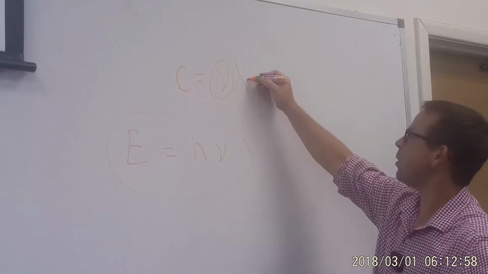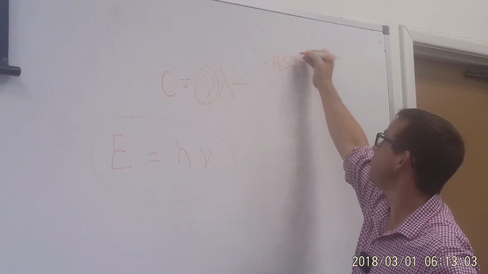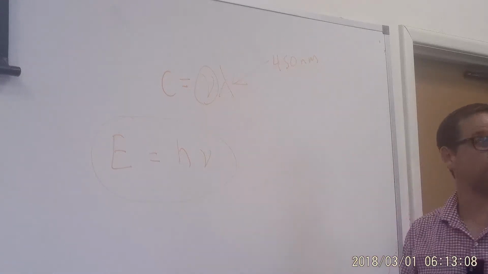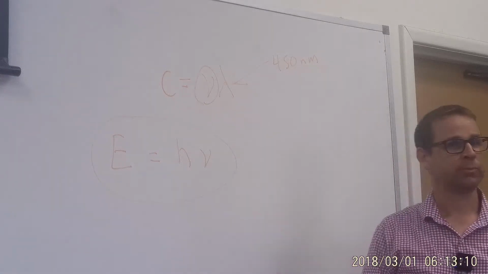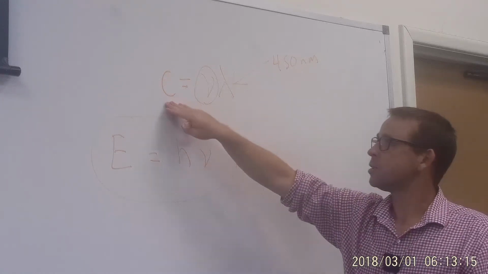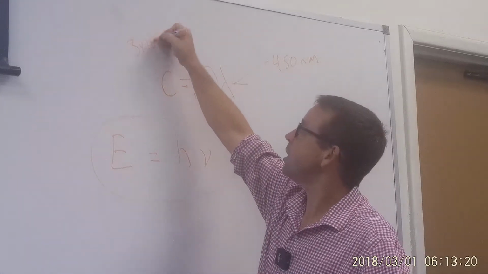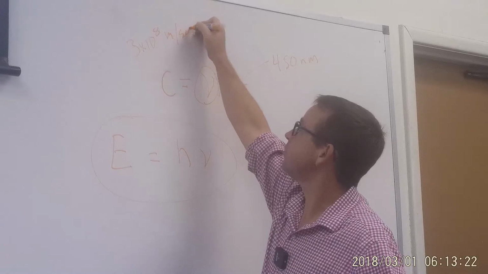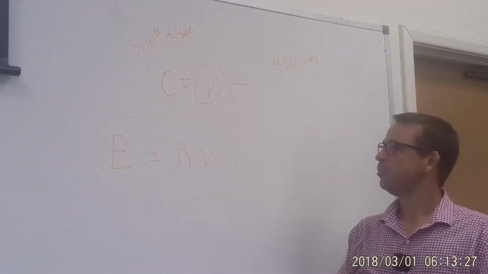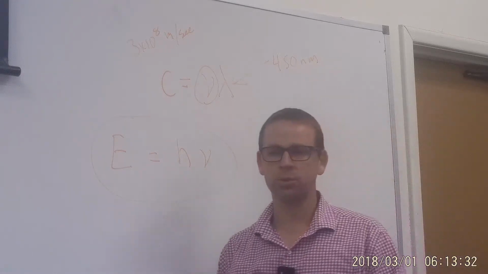Okay, what was the wavelength that we're after? 450 what? Nanometers. Is that 10 to the minus 9? That's right. So that's a good one. 450 times 10 to the minus 9. Speed of light, what was that? 3 times 10 to the 8th meters per second. That'll give us the frequency. Multiply the frequency times Planck's constant, and that'll give us the energy in joules.